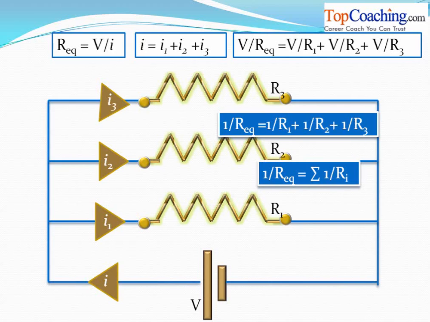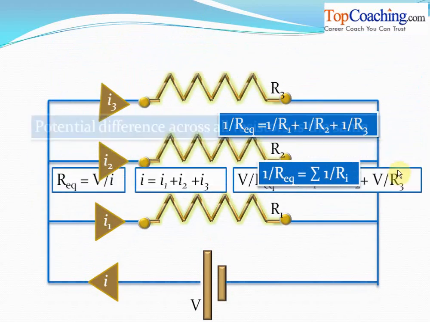So basically, you will add the reciprocals of all the resistances which are in parallel, and then you will obtain the reciprocal of the equivalent resistance of all those resistances. So this is the important formula you must remember.